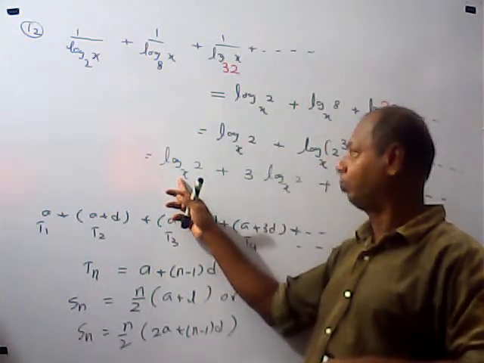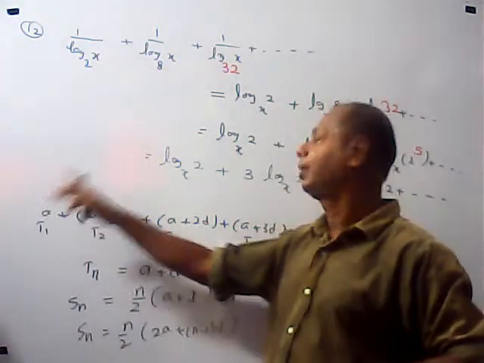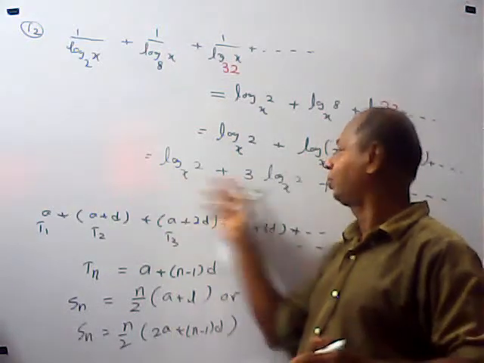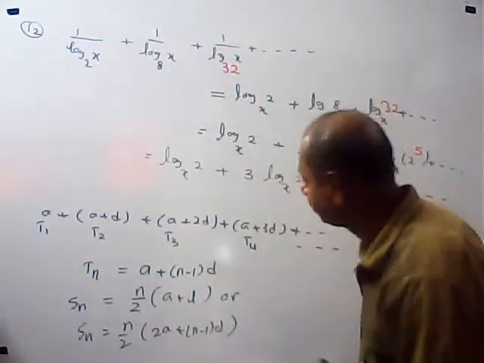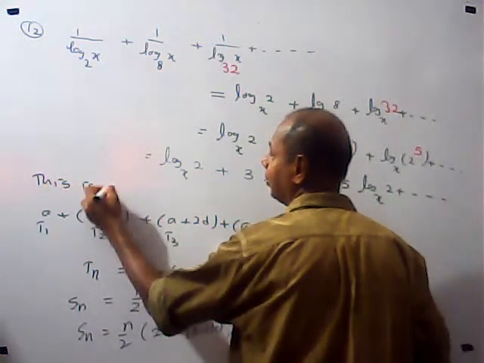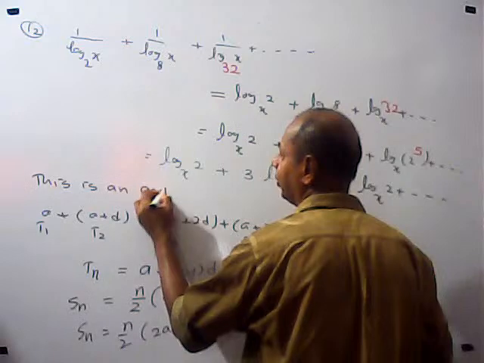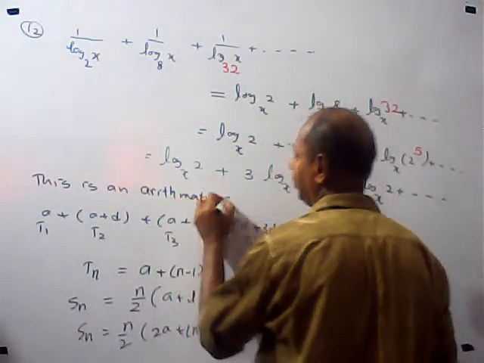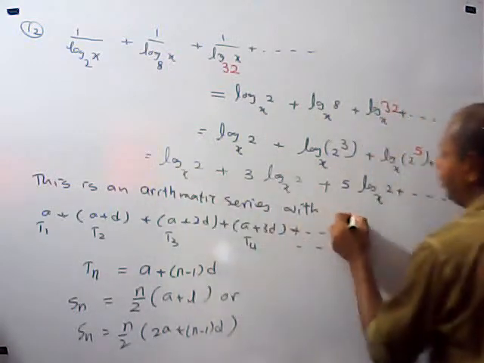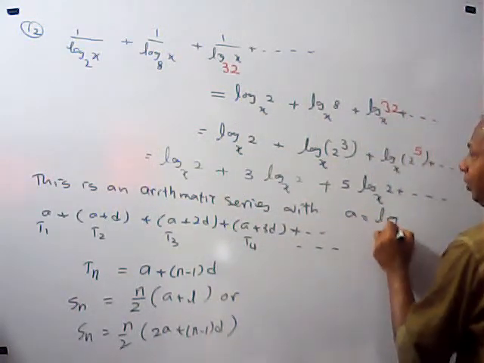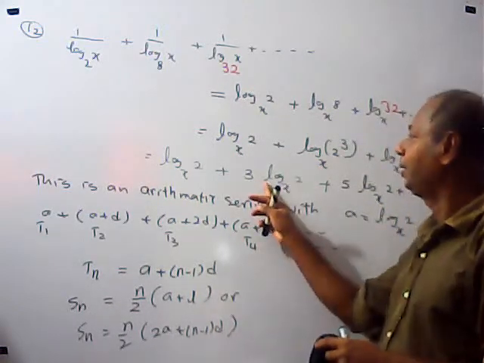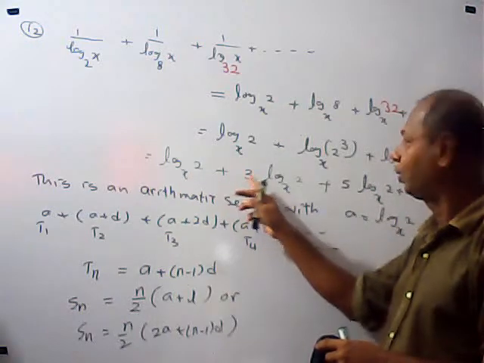Then the series is written as A plus A plus D plus A plus 2D. Then this has to be A. You have to take this as A. Now the question is, what is D? Here, this is an arithmetic series with this as A, A equals log base x2, and D. What is D now? You get this by adding two such terms to this.